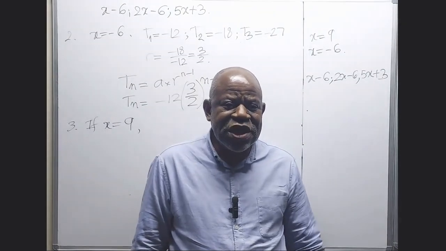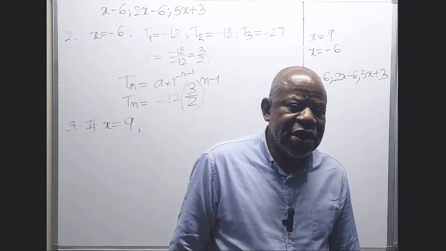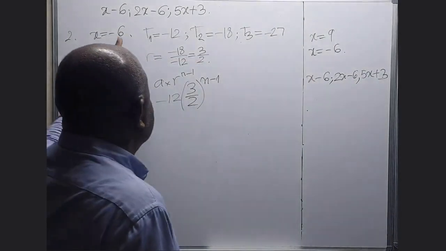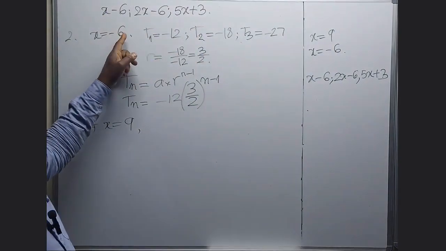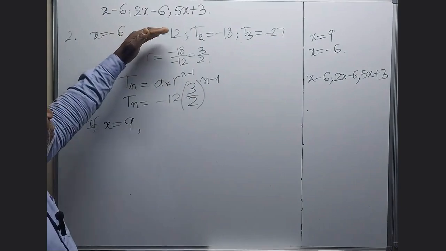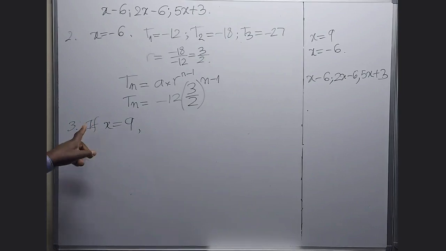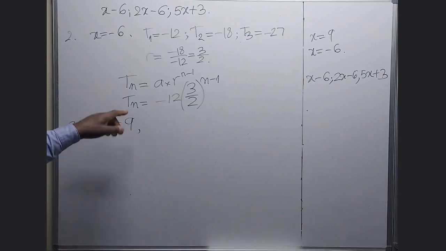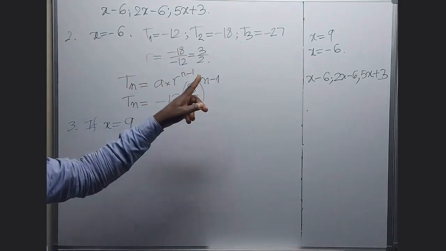Remember, we were doing worked example number 2. We were asked to get the first three terms for x is equal to -6. This is what we have finished already. So now we're going to consider the next value. If x is equal to 9, we need to get the first three terms and the nth term.